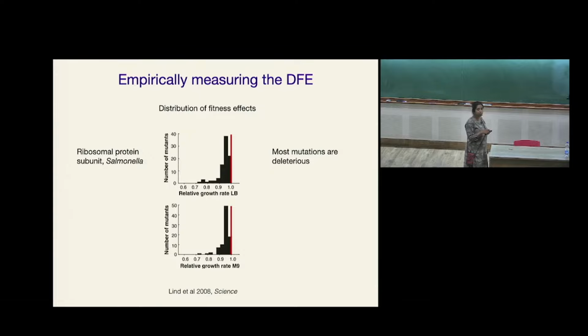Now, LB is a rich medium, M9 is a poor medium where growth is relatively restricted, and the DFEs look actually more or less similar, right? There's some differences and one can discuss that, but this speaks to the idea of how much impact environments can have on the DFEs. And we talked about it earlier that your fitness or your phenotype is not determined only by your genetic makeup, it's also dependent on your environment, right?